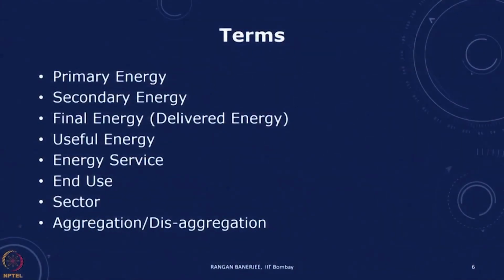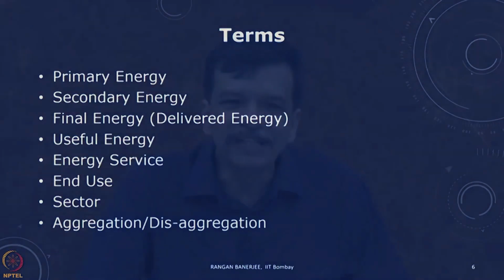Let us look at the terms that we have studied. We have studied the terms primary energy, secondary energy, final energy or delivered energy, useful energy, and energy service, and then we can also classify it into different kinds of end uses. End uses include lighting, heating, cooling, cooking, and transport, and then the sector. When we talk about sector, we are talking of residential, industrial, commercial.